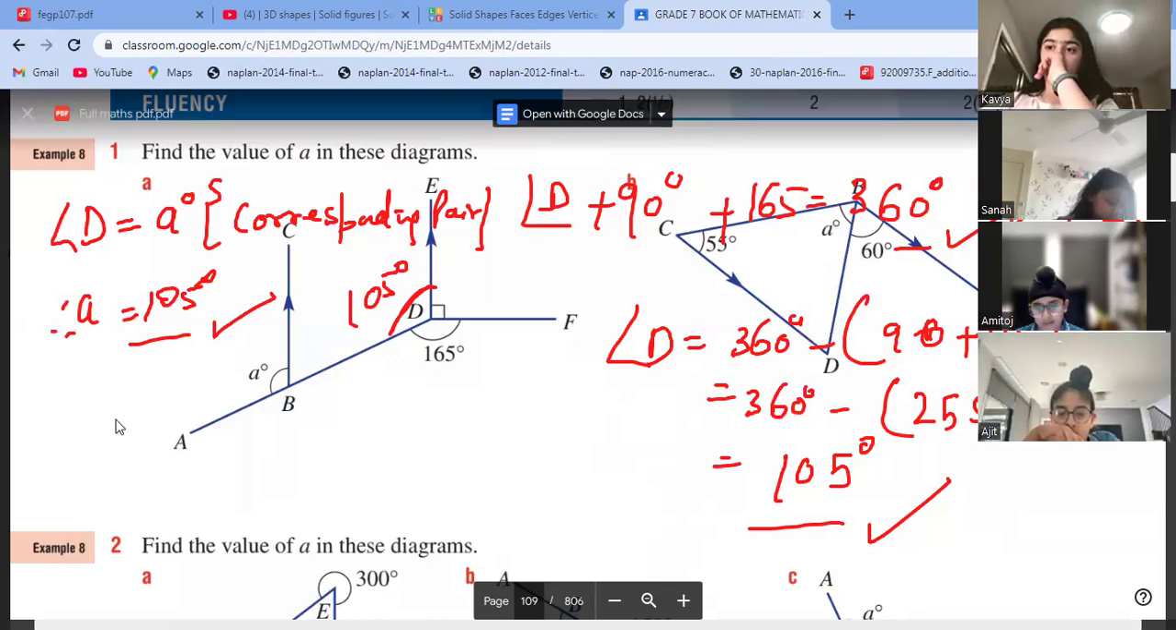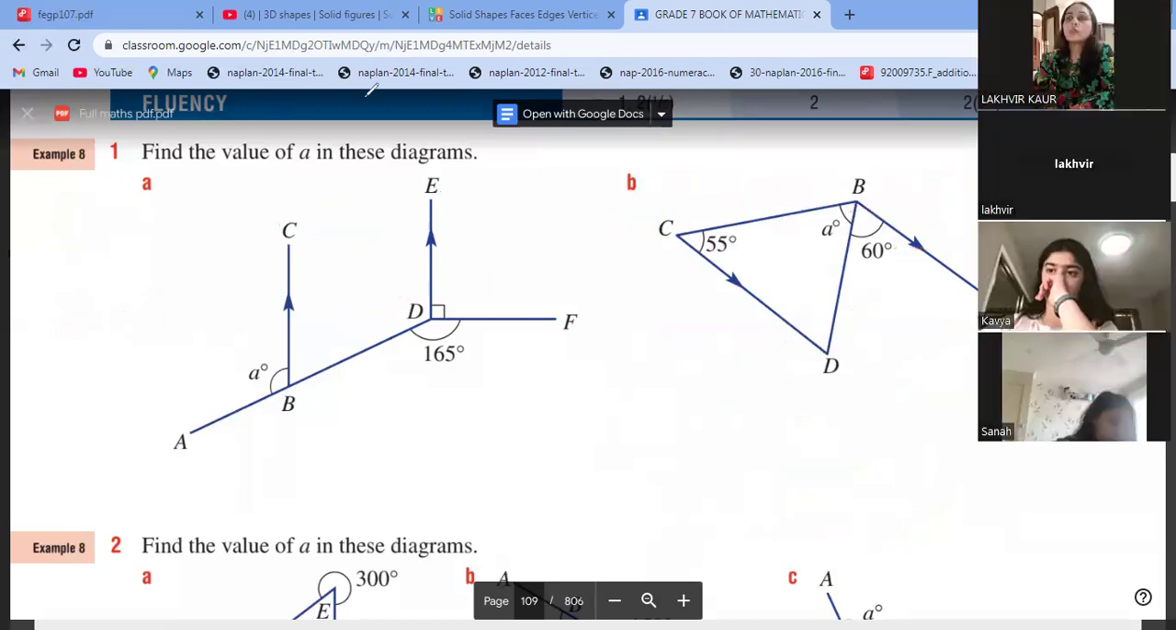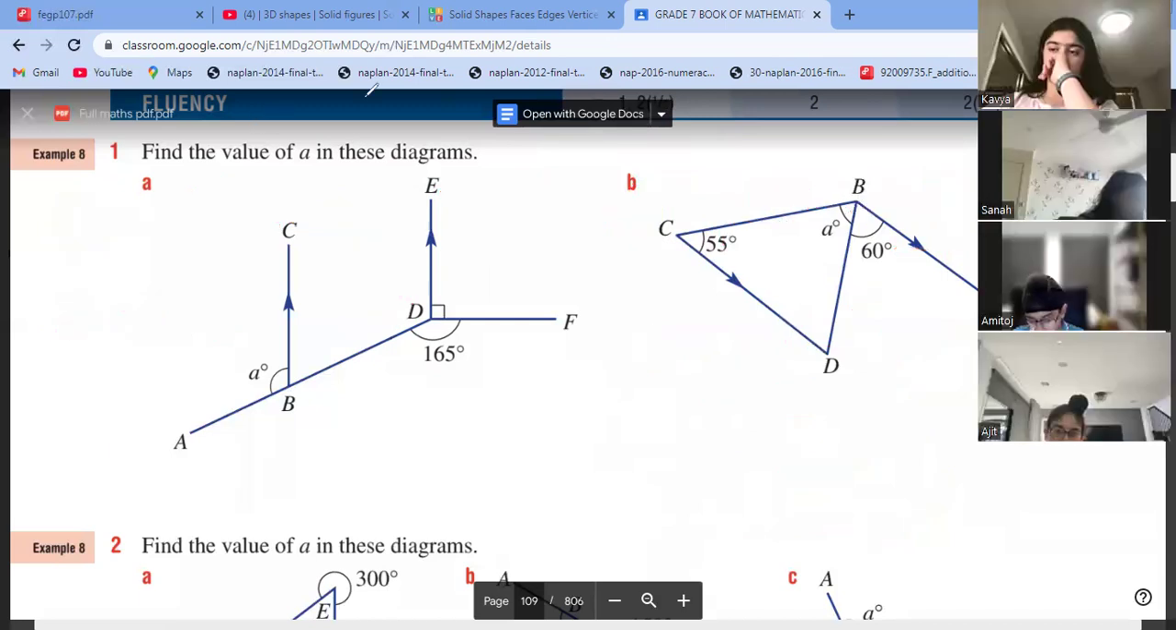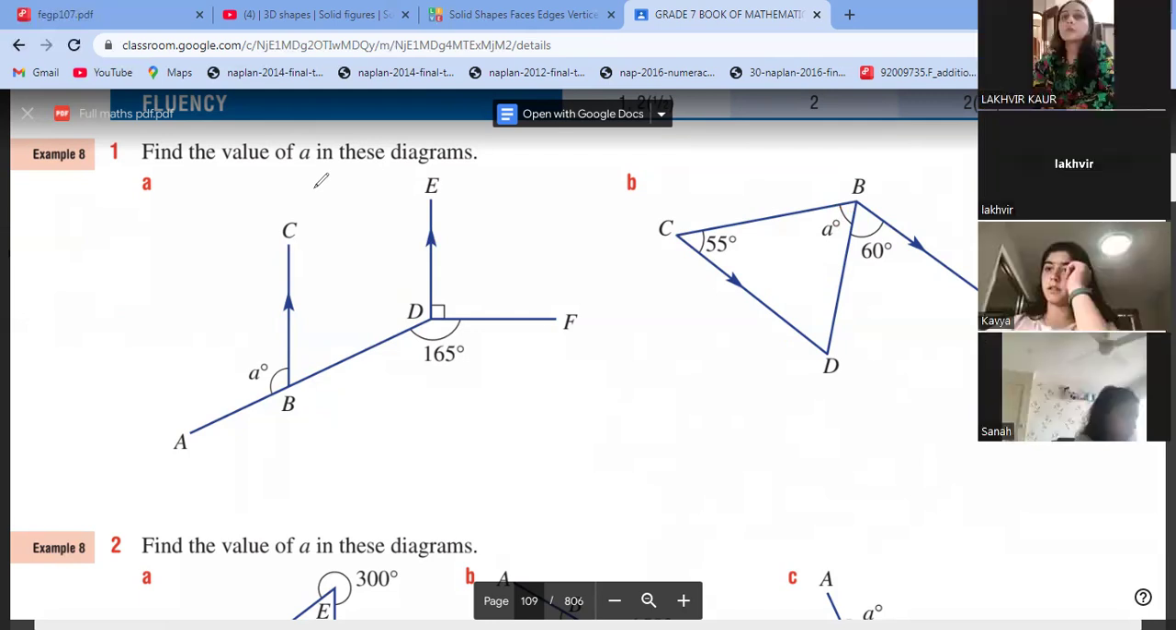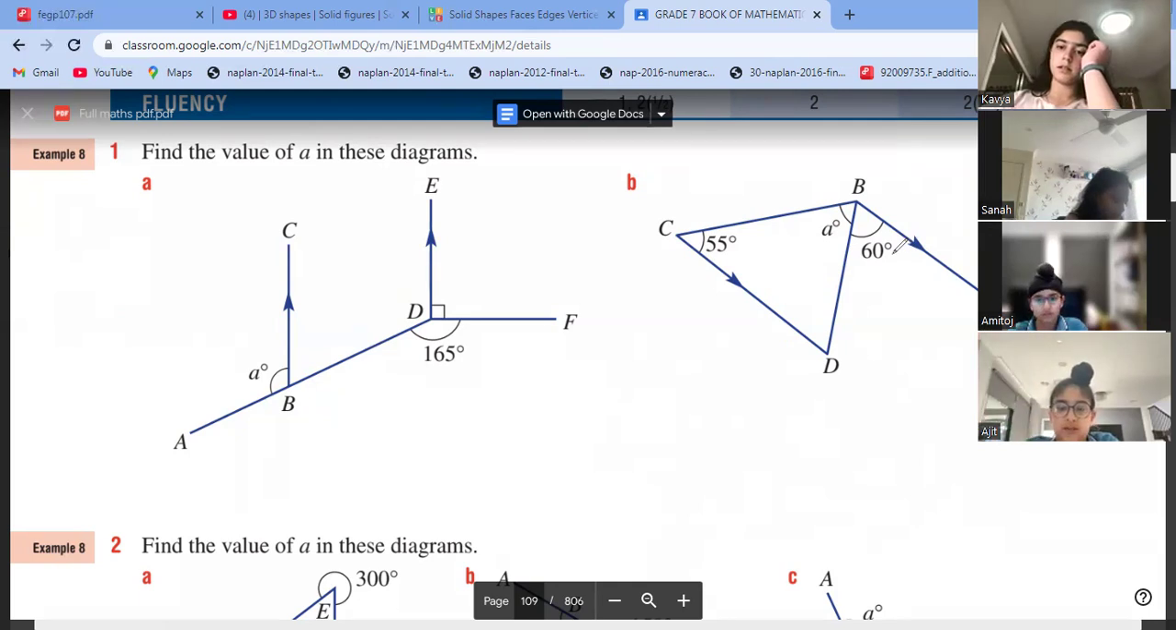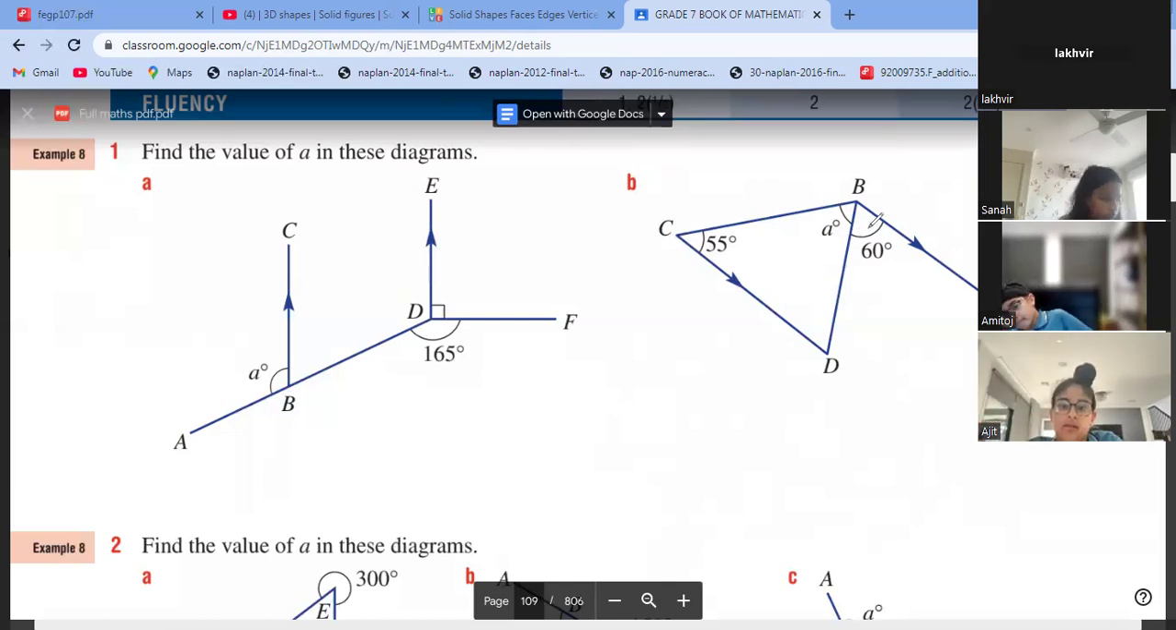Now see the next question. This is A over here, right? How to find out this A? Amitoj, tell me how to find out the A. It's 100 degrees? Is it 100 degrees? How? 120 degrees. How? It's a linear pair.